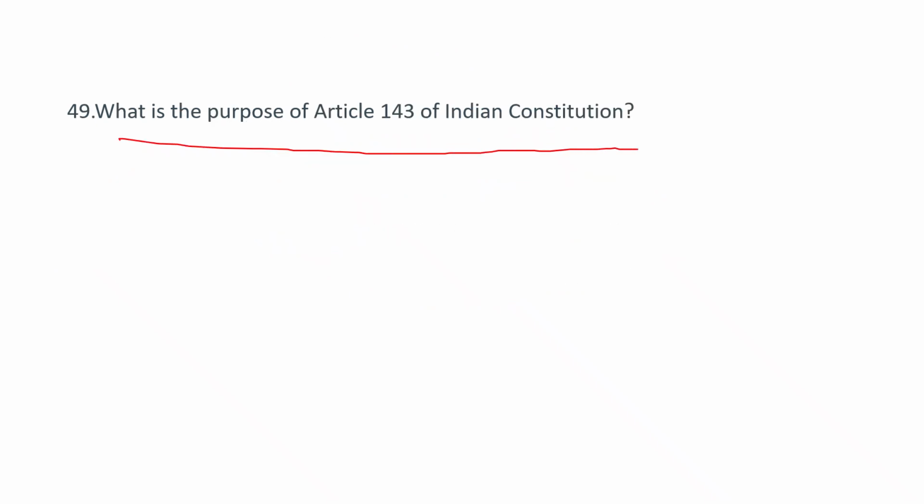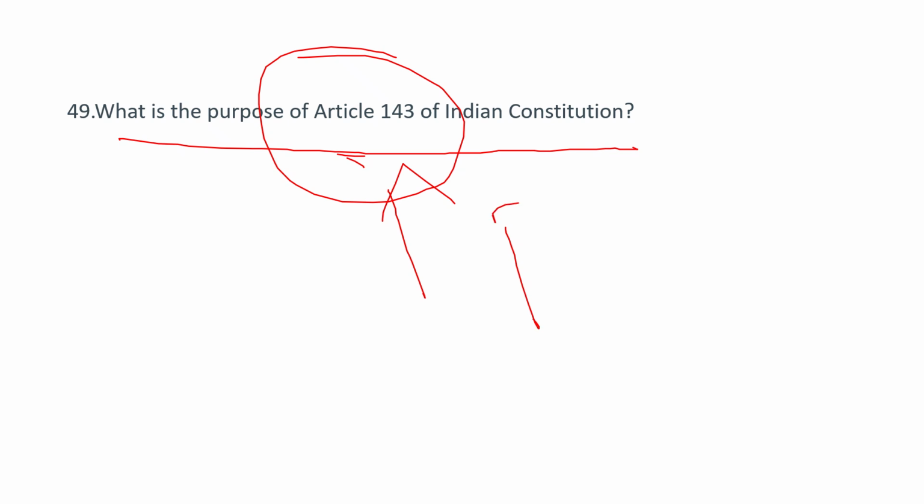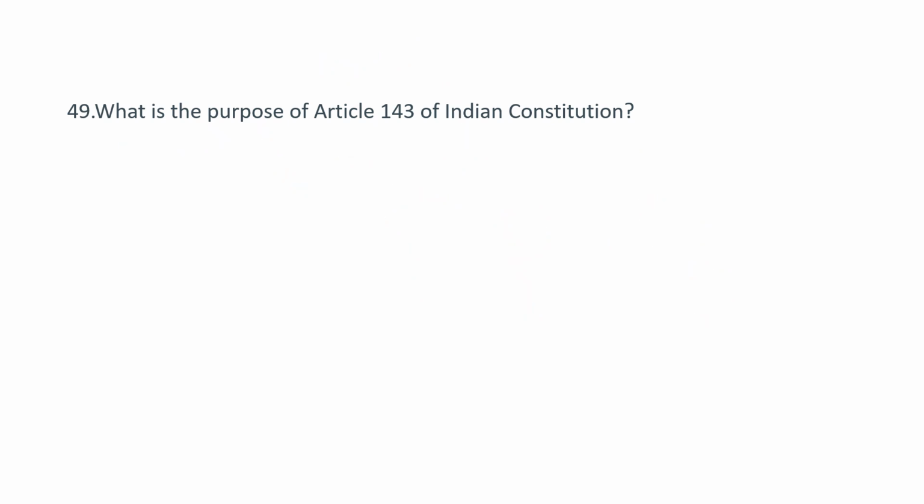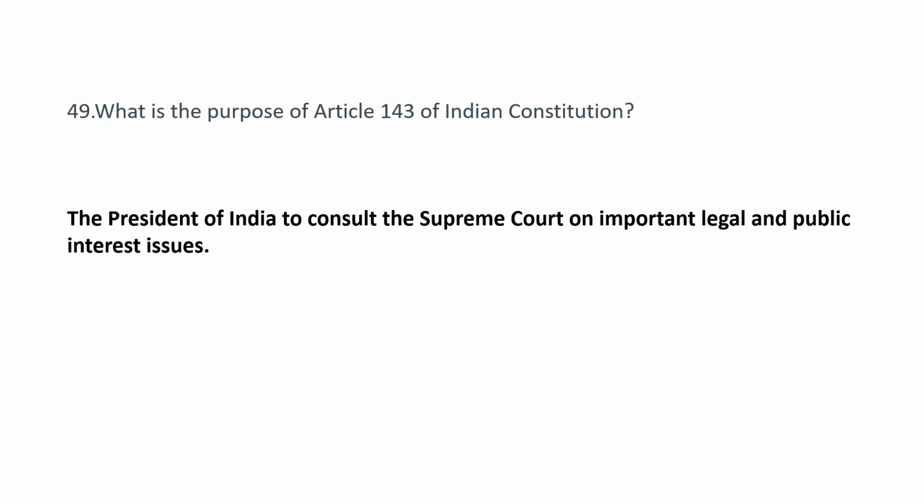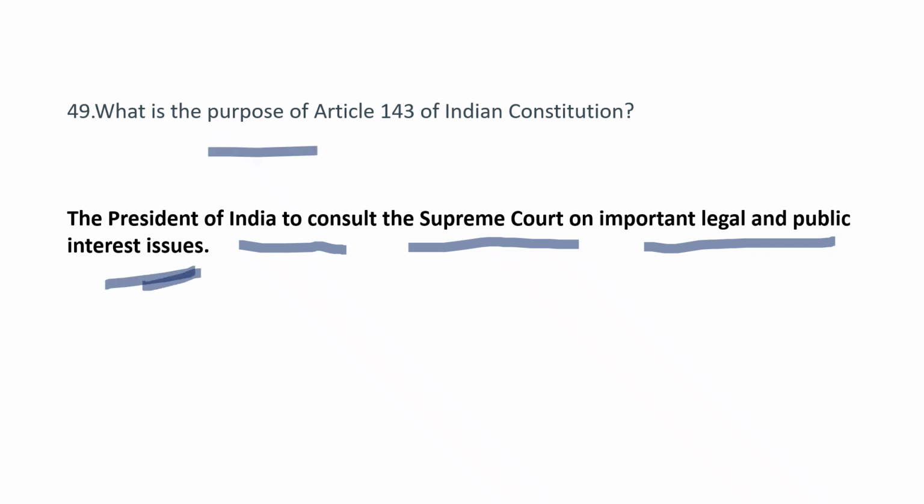What is the purpose of Article 143 in the Indian Constitution? In the previous questions, we have already seen that under Article 143, the President can seek the Supreme Court's advice in certain matters related to public importance. That is why it is important. The answer is, the President of India can consult the Supreme Court on important legal and public interest issues. Under Article 143, it is the advisory jurisdiction of the Supreme Court.